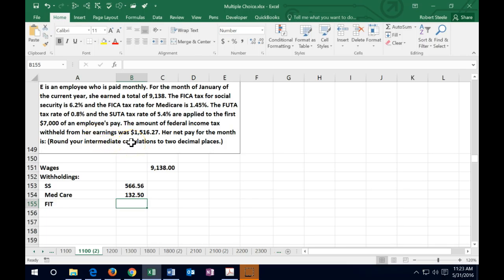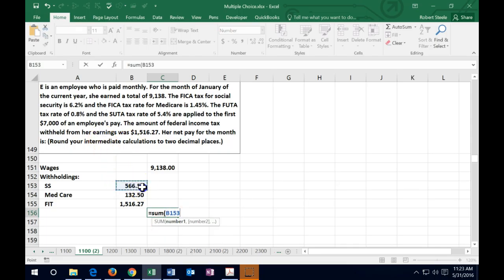Notice it's not a flat tax. They have to give us the number, 1516.27, because it's a complicated process and we have to use a table due to the fact that it's a progressive tax to figure that out. So if we add those up or sum them, the sum of the Social Security, the Medicare, and the FIT, total withholding for federal income tax would be 2215.